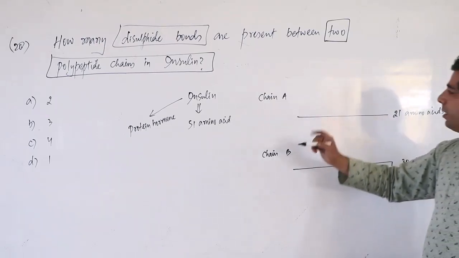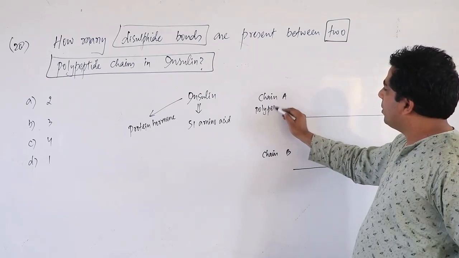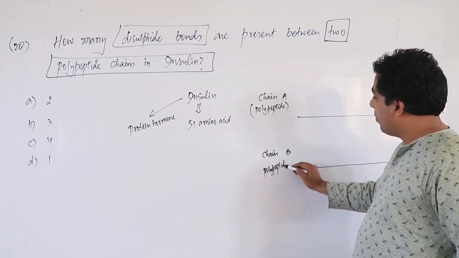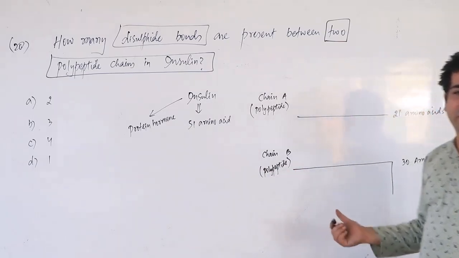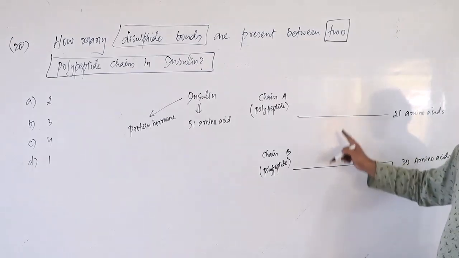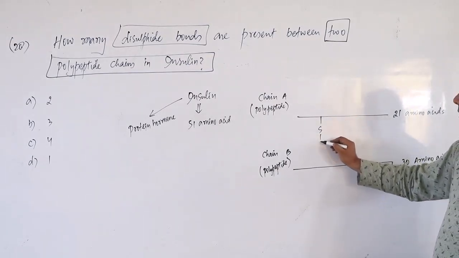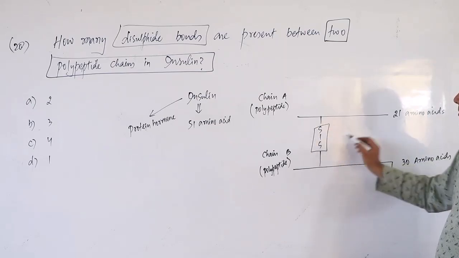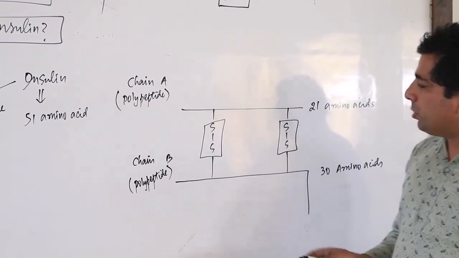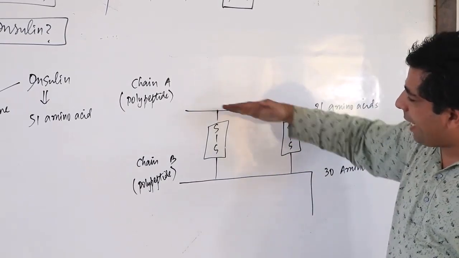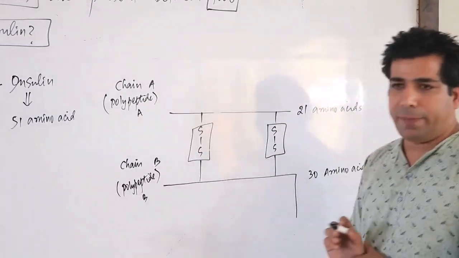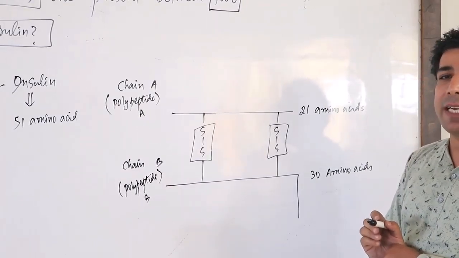So this chain A is our polypeptide chain. Chain B is also a polypeptide because it's made up of peptide bonds between amino acids. Between this first and the second polypeptide chain, there are two disulfide bonds. Disulfide bond means SS bond. 1 and 2. So we have here two disulfide bonds. So the disulfide bonds between chain A and chain B, or between polypeptide A and polypeptide B, are called interpolypeptide disulfide bonds.